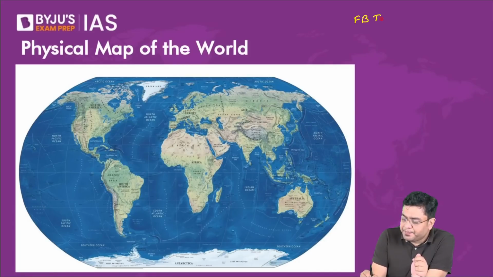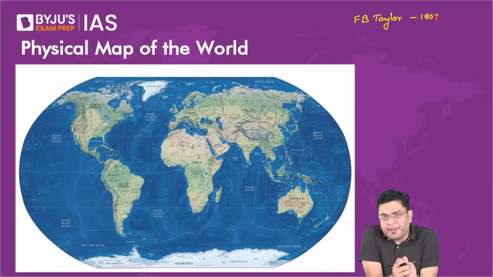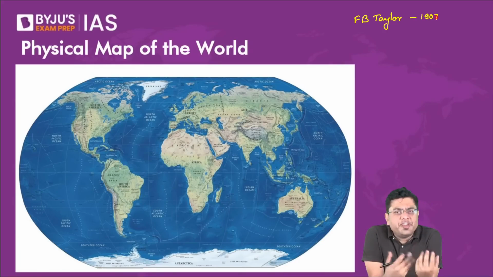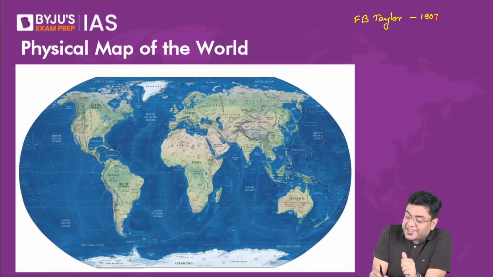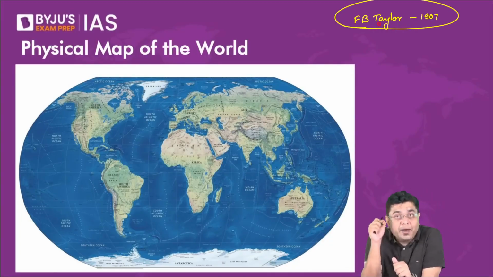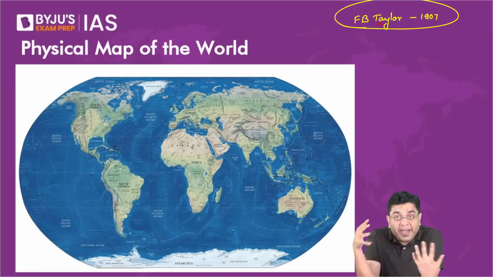F.B. Taylor. Now, F.B. Taylor in 1907, he talked about the fact that while all of us are thinking about how these continents have attained a certain shape, or why they are in the location that we find them in, it might be possible that the continents are actually moving with respect to each other. So it was for the first time that this idea was actually sown into the minds of the people.